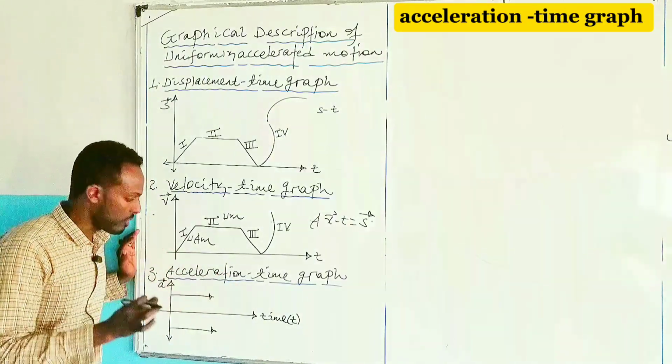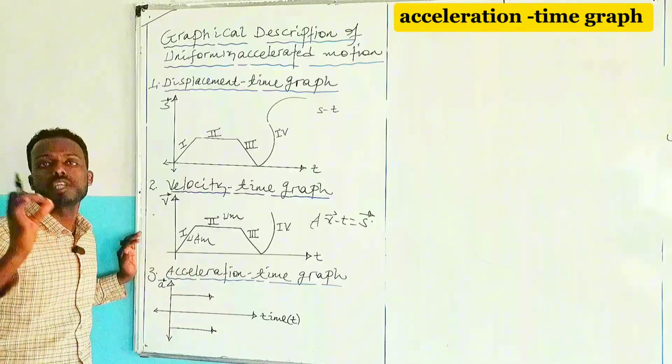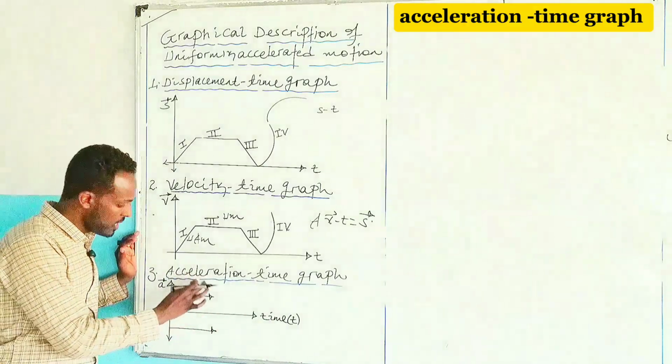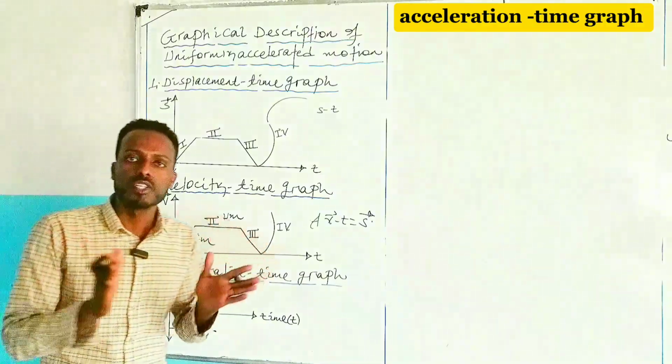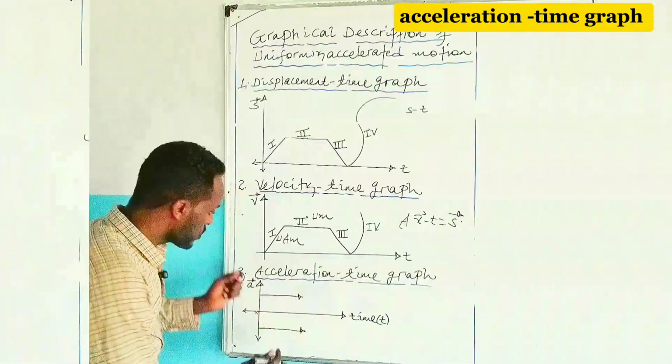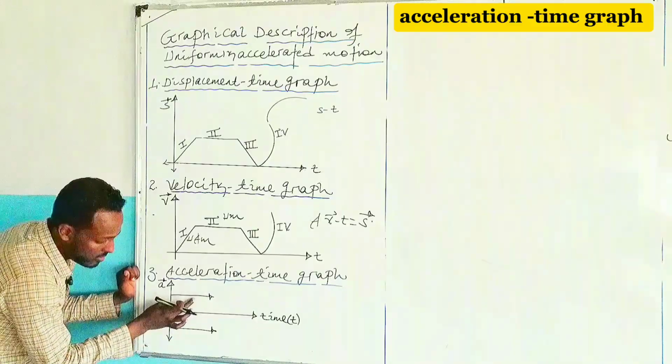Okay, now let me discuss the final one, which is the acceleration time graph. Here, the area under the AT graph gives us the change in velocity. Already, when we calculate the area of the AT graph, what we get is the change in velocity. So look at the graph here. Here, the acceleration of the object is constant.